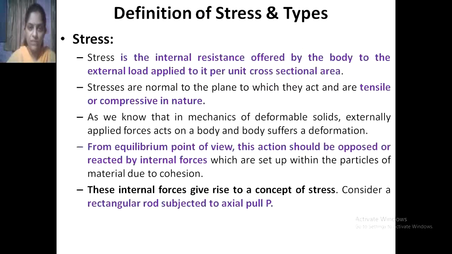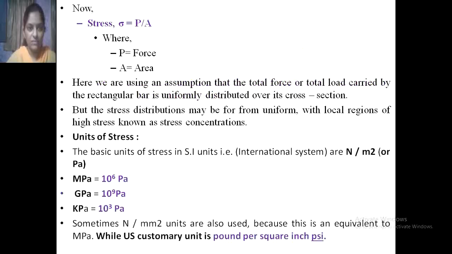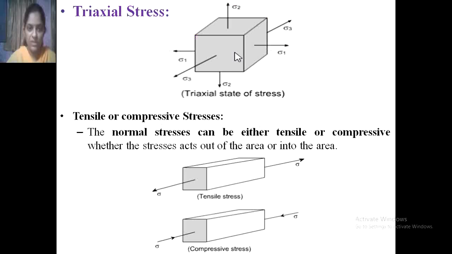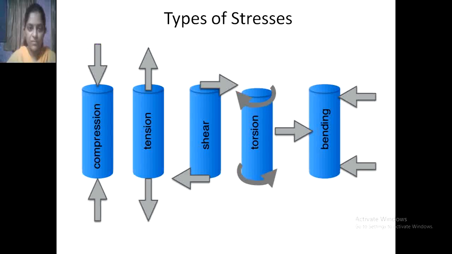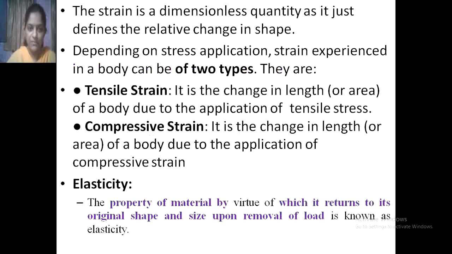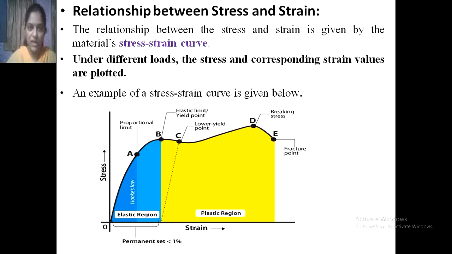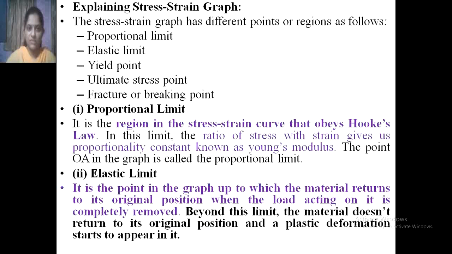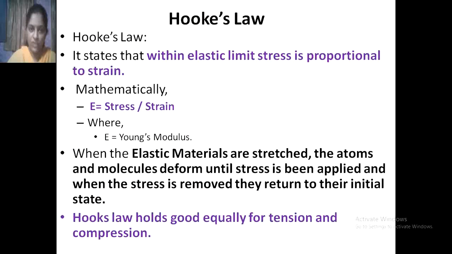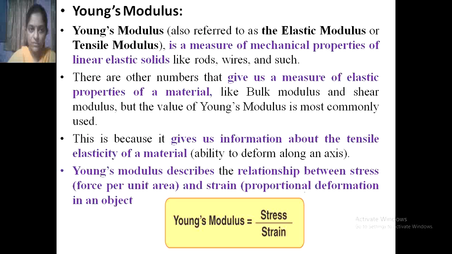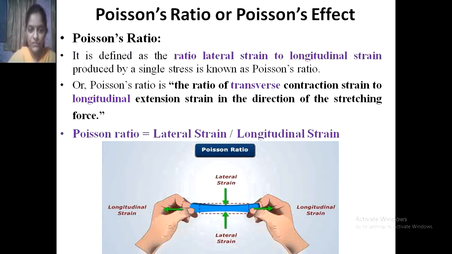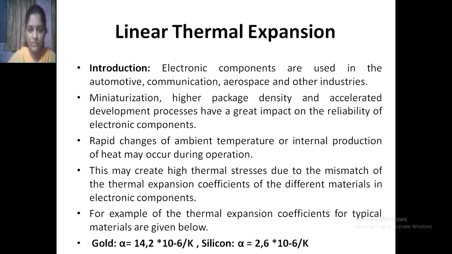So we have seen the definition of stress, then types of stresses, then we have seen strain, again types of strains, then relationship between the stress and strain. Then we have seen Hooke's law, then we have seen Young's modulus. Then last time we have seen Poisson's ratio or Poisson's effect. Last time we also started with the linear thermal expansion.